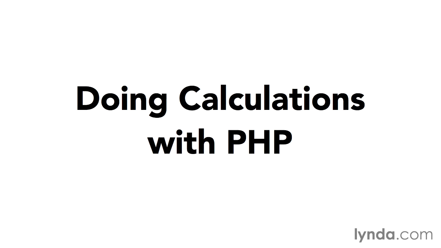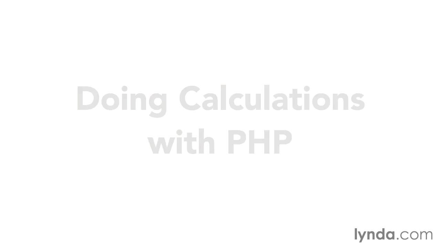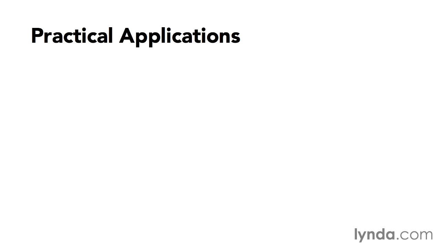PHP can perform a wide range of calculations, from simple arithmetic to trigonometry. In this chapter, we'll look only at basic arithmetic. There are many practical applications for using calculations in a PHP script, such as calculating totals in an online store, or converting units such as Fahrenheit to Celsius or yards to meters.